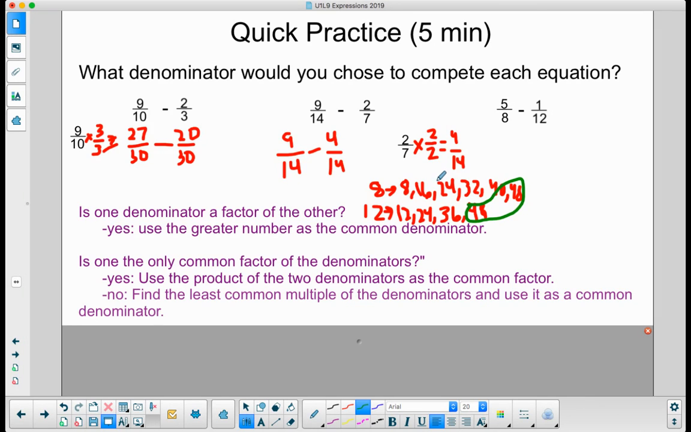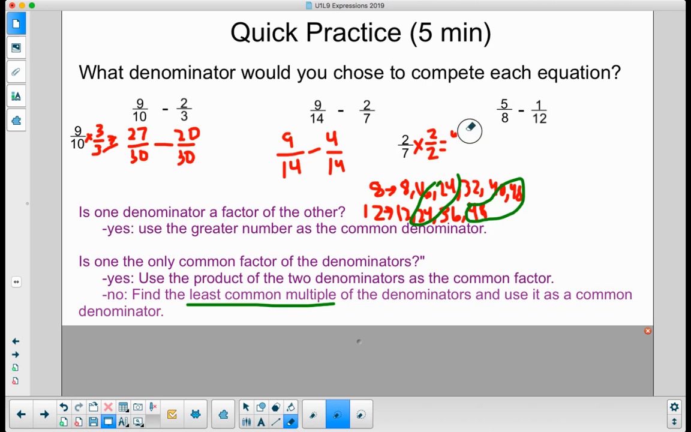But we also have 24. And I want to use my least common multiple. Least, meaning the common multiple with the least value. So I'm going to use 24. All right. I'm going to make myself a little bit of space here by getting rid of that.